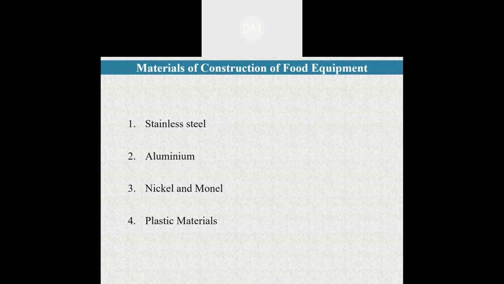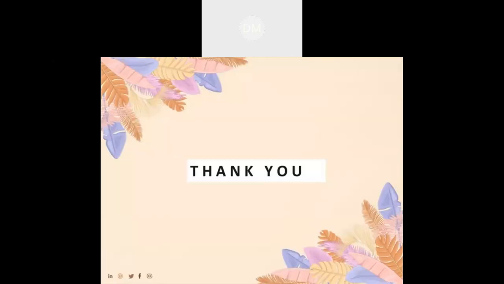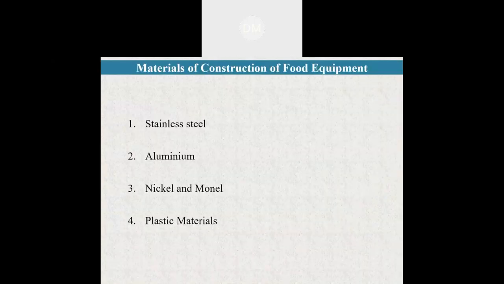Then plastic materials. Plastic materials are used mostly outside the factory, for post-harvest purposes, the harvesting and transportation of agricultural raw materials. We use plastic materials, meaning polyethylene, then polyester, epoxy resin, high density polyethylene type materials.